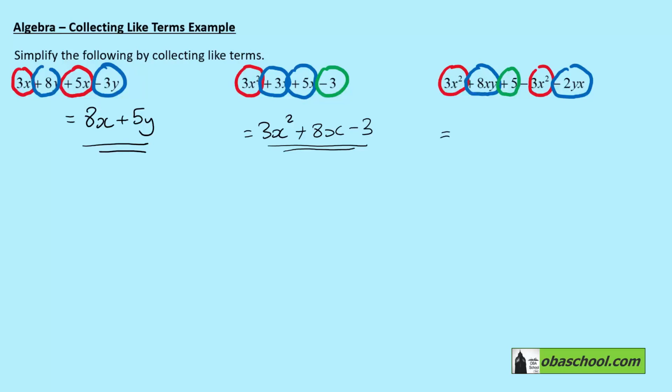Now 3x squared take away 3x squared. Well, that's no x squareds. So we just don't write them down. We don't write 0x squareds. 8xy take away 2xy is 6xy. And I'm writing it that way rather than yx because that's better algebra. They're in alphabetical order. And then there's nothing to pair up with the number.